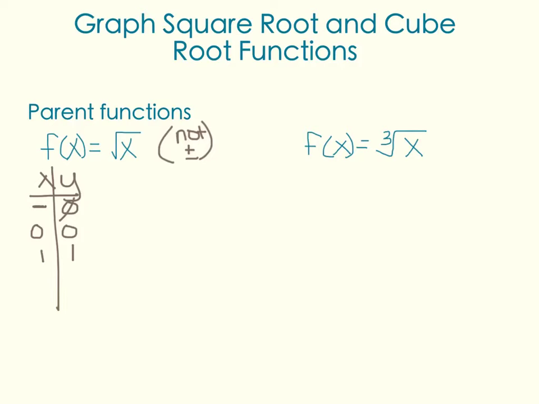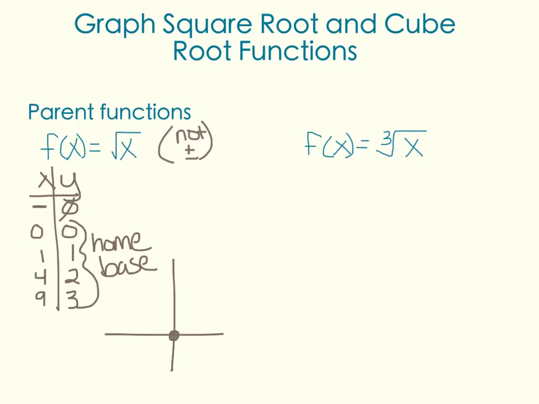The next perfect square in line would be 4, so I'm going to skip up to 4, and the square root of 4 is 2. And then the next perfect square is 9, and the square root of 9 is 3. We call these the home base points. So if you know where these points are, then you can just translate those points whenever you do translating of your graph.